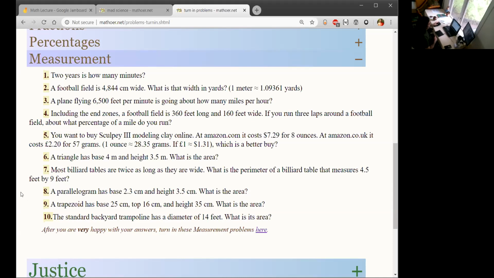Anyone else? I'm happy to do more review before we go on to the justice topic. Can we do like 9 or 10? Sure. They are very different because one is polygons and the other is circles, but they are all just formulas.